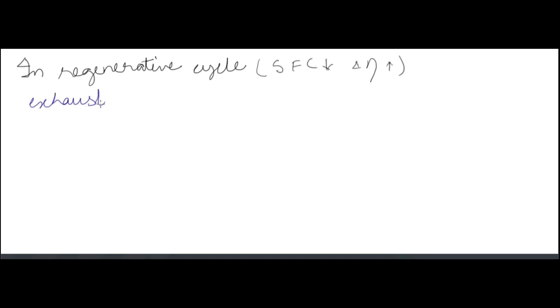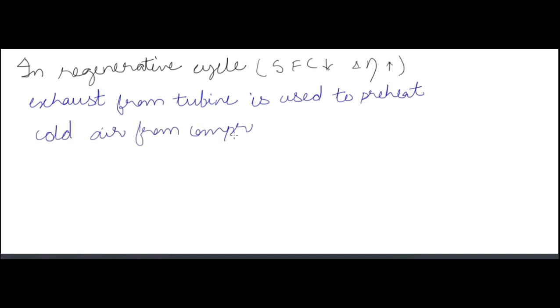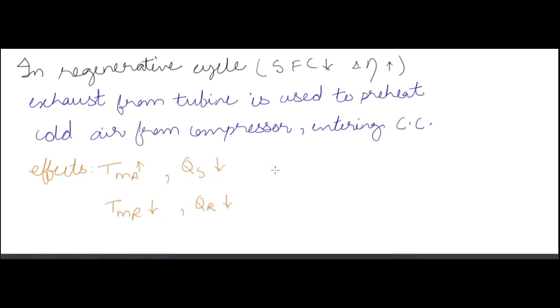Now in the regenerative cycle, efficiency increases and specific fuel consumption decreases. Why does this happen? Because the mean temperature of heat addition increases and the mean temperature of heat rejection decreases, because the exhaust from the turbine is used to preheat the cold air coming from the compressor.